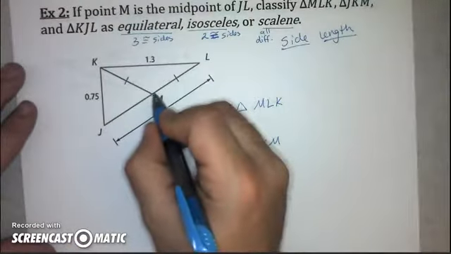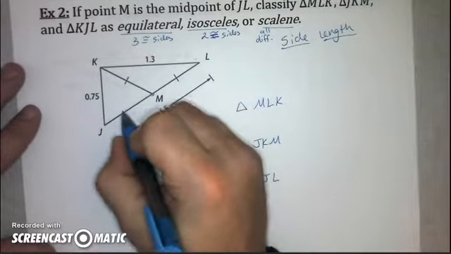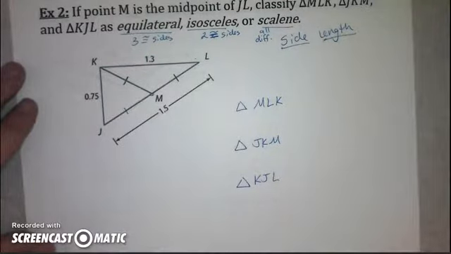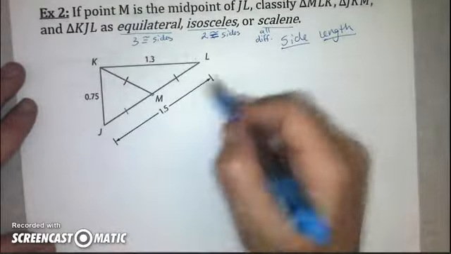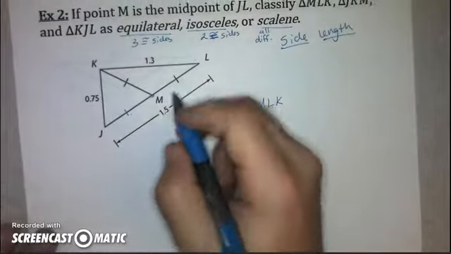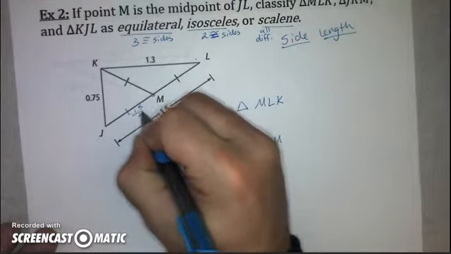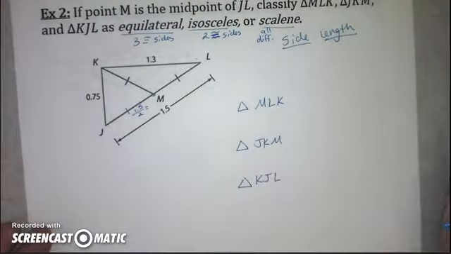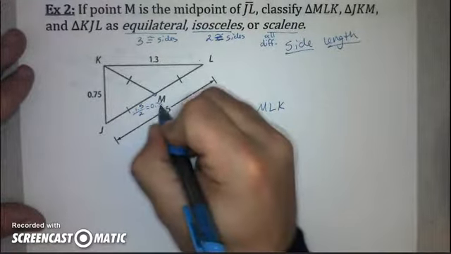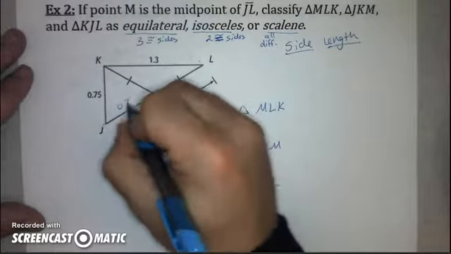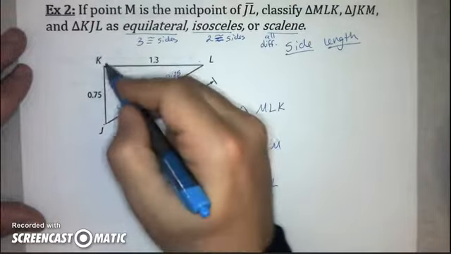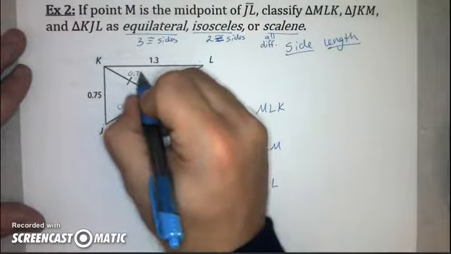That means that ML should be also congruent to JM, so I'm going to mark that one congruent with these other ones. All right, and since they give me the total length, I can actually cut that in half and find out what each of those is. If I did 1.5 divided by 2, I can get what each of these segments is. Half of 1.5 is 0.75. So JM is 0.75 and ML is 0.75, but those are congruent to KM, so that's also 0.75.